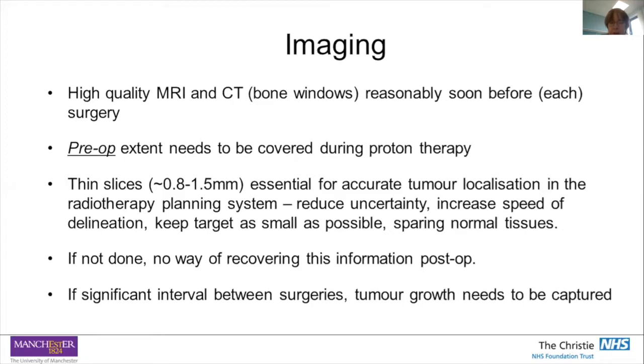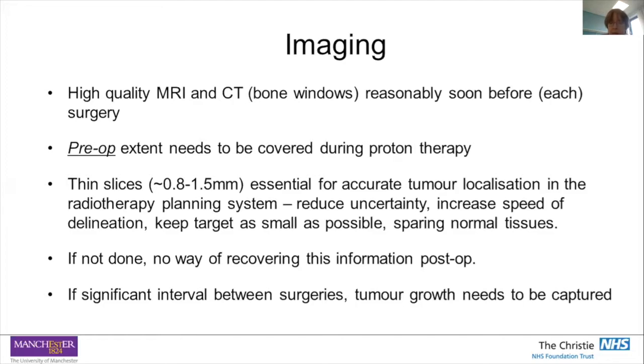At least some of the imaging should be thin slice, typically up to about 1.5 mil slice thickness. That's really essential for accurate tumour localization in our planning system. The thick slices can still be very useful to visualize the tumour in our radiotherapy planning, but we do need the thin slice for more accurate tumour localization. That reduces uncertainty in the tumour location in our planning system. It means we can delineate much more efficiently, and we can keep the target as small as possible, which spares the adjacent normal tissues during the radiotherapy treatment.